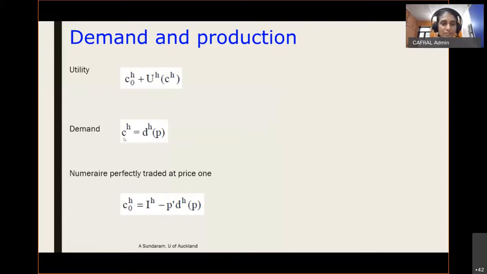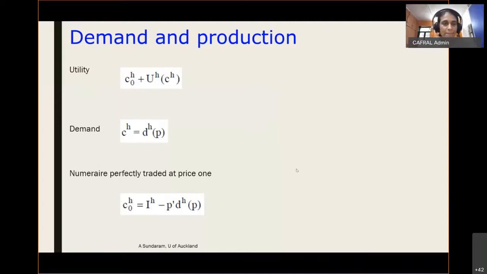Demand for the consumption good is given by the demand function D of P. So D is just the demand function here for the consumption good. And then the numeraire, C naught, is perfectly traded at a price of 1. So as I said, the price of the numeraire is 1. Just think of it as money. So C naught H is then I of H minus P prime D of H. What this is saying is that whatever is left over is your income minus what you spend on the consumption good. So your income minus your expenditure on the consumption good will equal the numeraire.